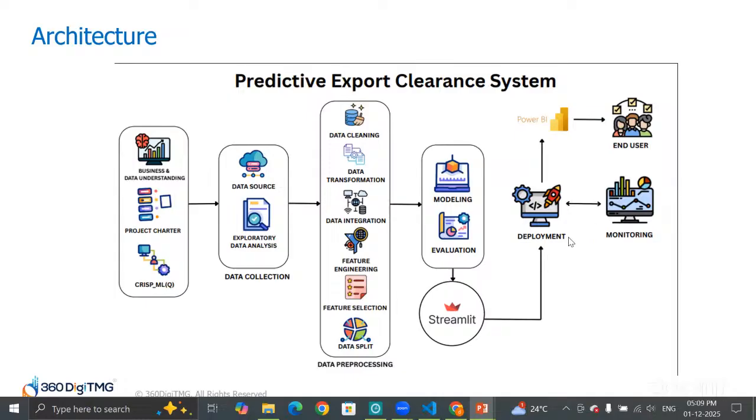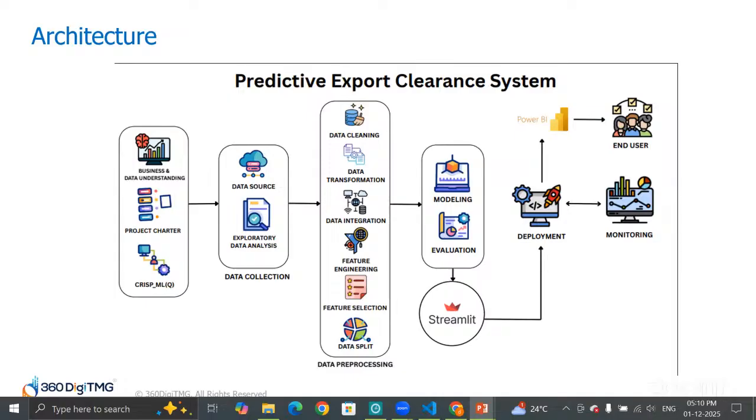Then the final stage would be the deployment, not the final. Once satisfied, we deployed the model using Streamlit. It allows the user to upload an Excel file and instantly get the predictions. Then the final stage would be the monitoring. We monitor prediction accuracy, delayed approvals, model drift, user log, etc. Dashboard is also built using Power BI.